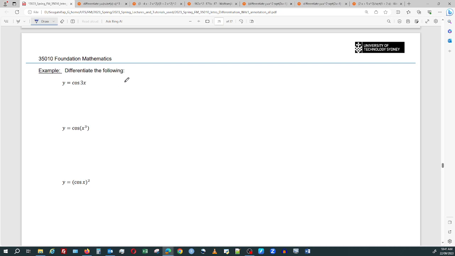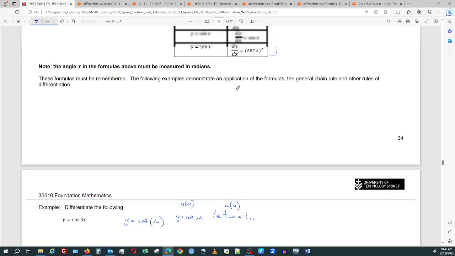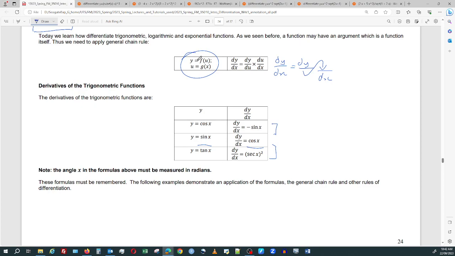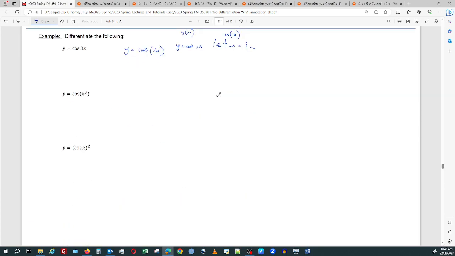So if we rewrite this as y equals cos 3x, we still have to let u equal 3x, and y will be equal to cos u. So now we've got a y in terms of u and a u in terms of x, and that's what this little table at the top was. Okay, y in terms of u and u in terms of x.